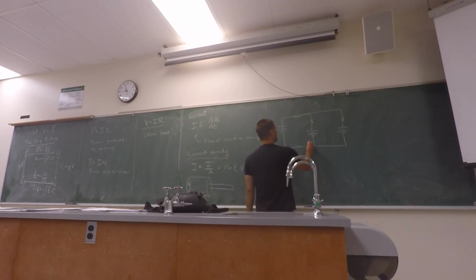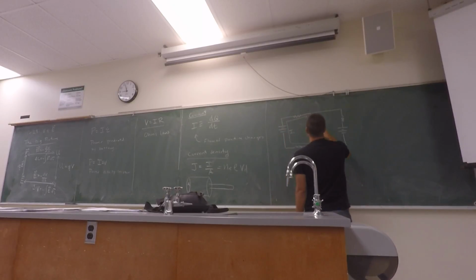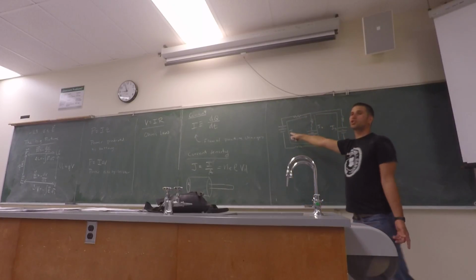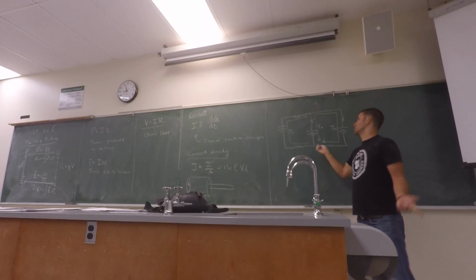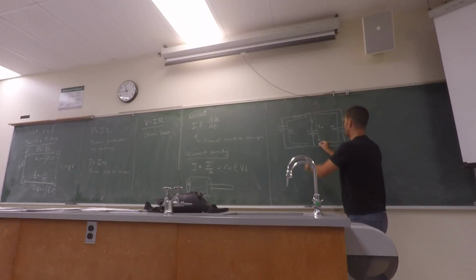So in that case, you say, okay, well this wire right here, I'm going to call that whole thing I1. This wire right here, I'm going to call I2. And this wire right here, I'm going to call I3. So you're going to just choose based on those rules. You can't have all the currents coming in together, and you can't have all the currents going out together. That's the only rule.